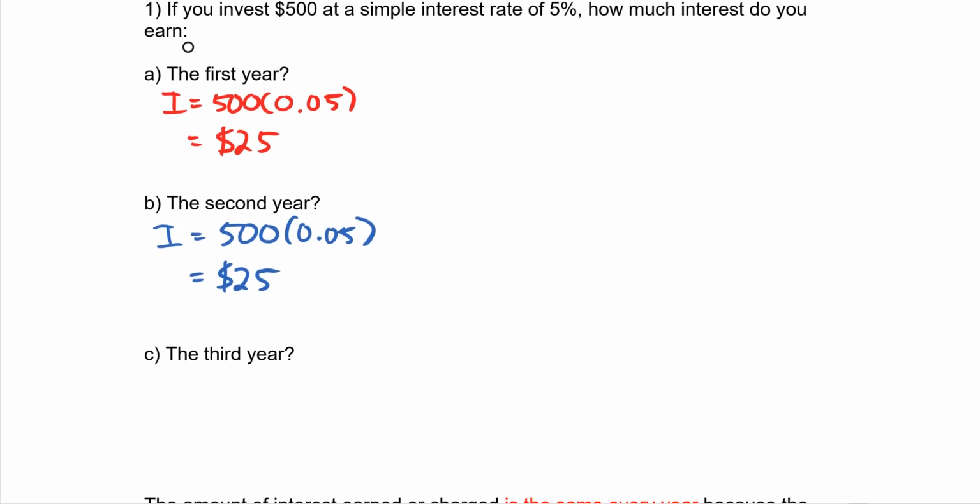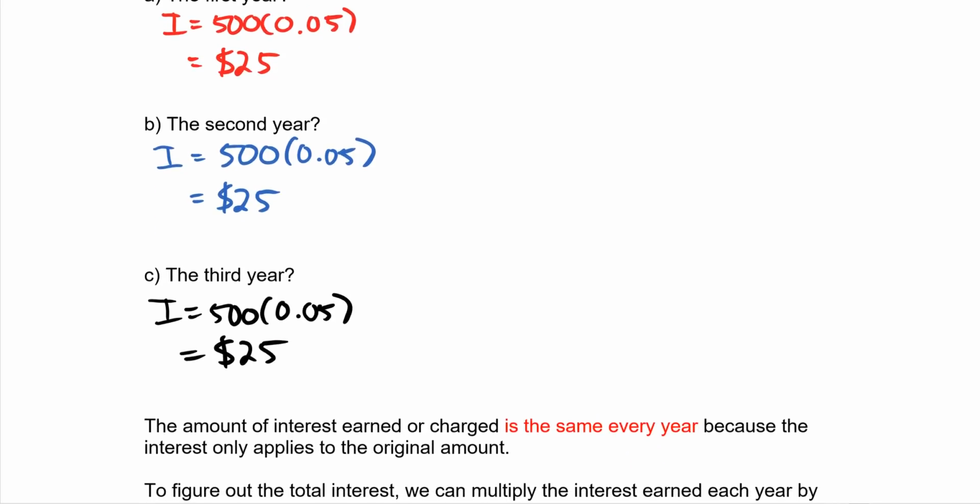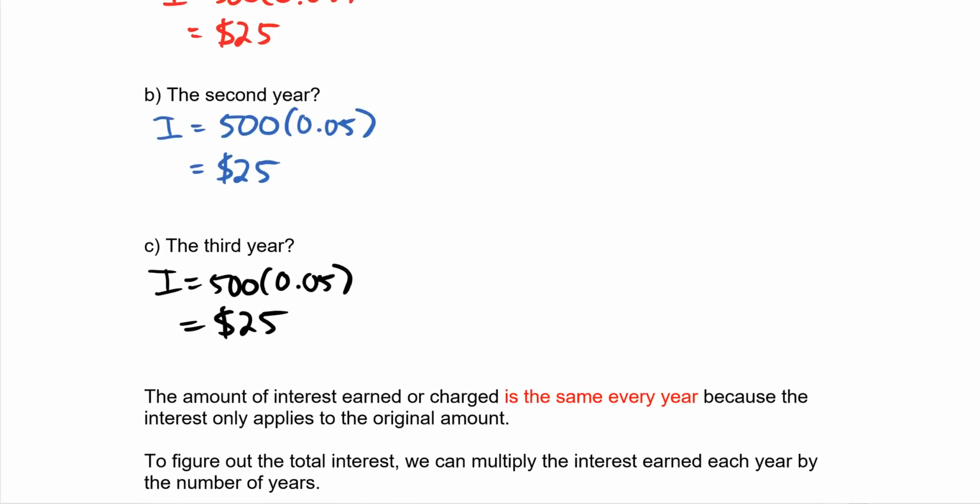So in the third year, well, you can probably guess what's going to happen. So just very quickly, 500, again, only that 500 is being used. You're charged another $25, or you earn another $25. So essentially, the amount of interest earned or charged is the same every year because the interest only applies to the original amount. In this case, it only applied to the $500. So in this previous situation, you were earning $25 every single year.